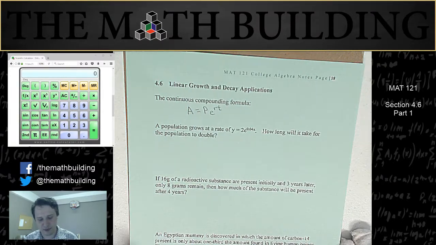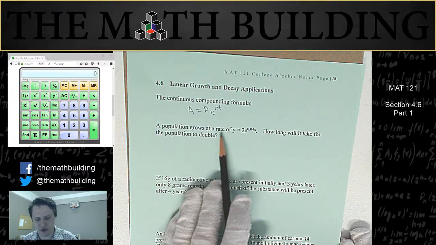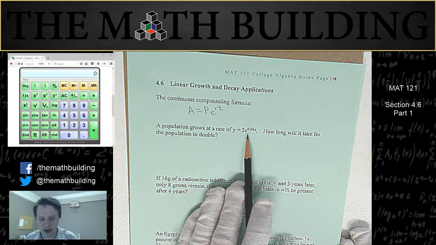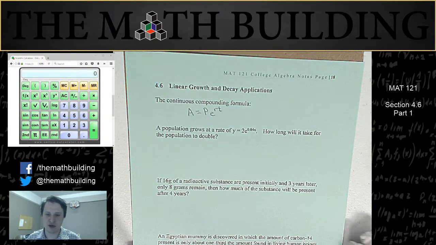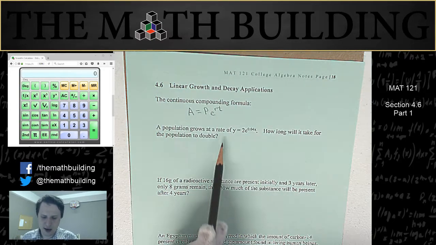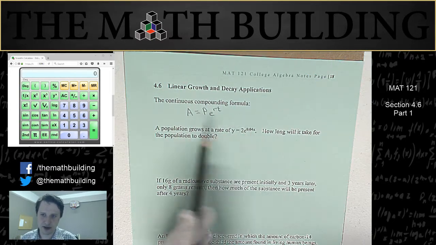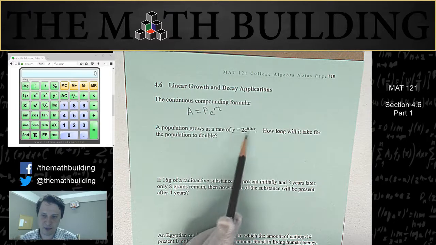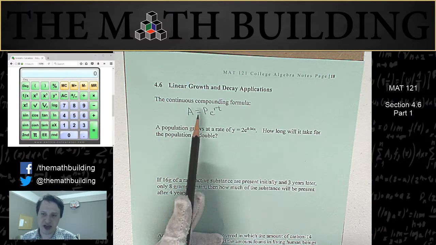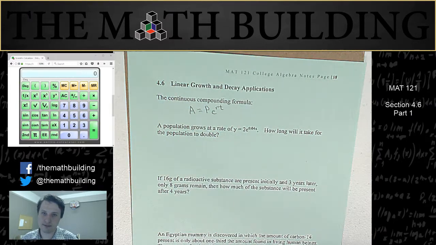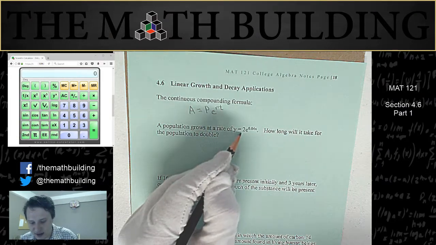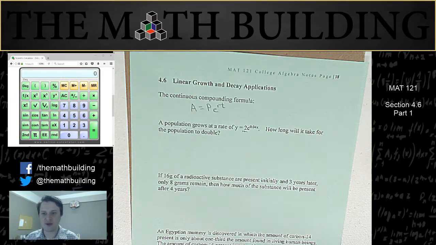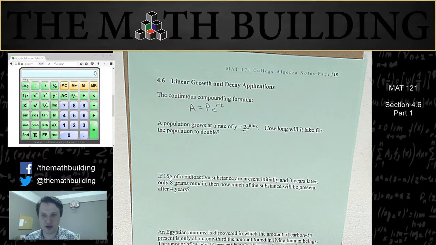So let's look at an example. A population grows at a rate of y equals 2e to the 0.04x. How long will it take for the population to double? Well, look at this. And look at this. Do you see how they're kind of similar? Based on that, what is our current population? It's our principal. In this case, the current population is 2. So the question is, how long will it take for the population to double?